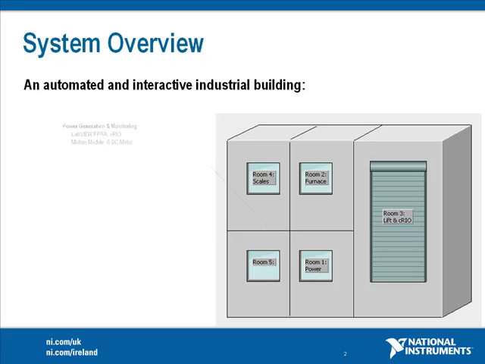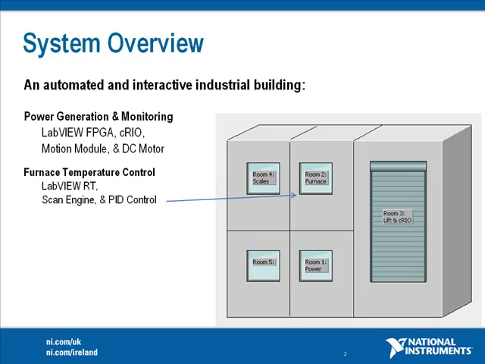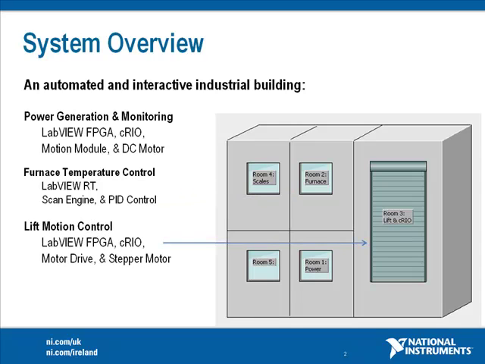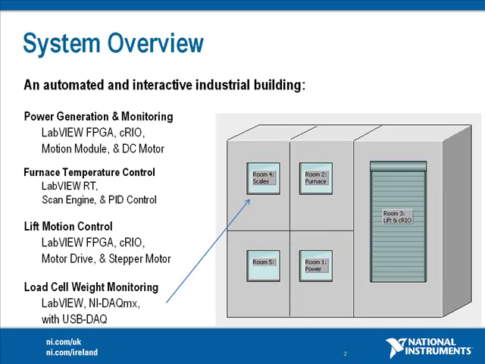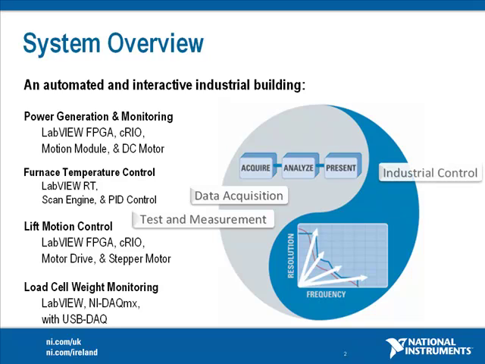We start off with the power generation and monitoring, where we use the cRIO and the FPGA to control a DC motor. Then we use the LabVIEW real-time and the scan engine to do some PID control of a furnace to keep the furnace at a set point. To control the motion of the lift, we use the FPGA to send signals to the stepper motor driver. Finally, we did some load cell monitoring using the DAQmx driver along with a USB data acquisition device. In the next few minutes I will detail which of the National Instruments products and technologies we used for this structure and demonstrate how it became automated and interactive.